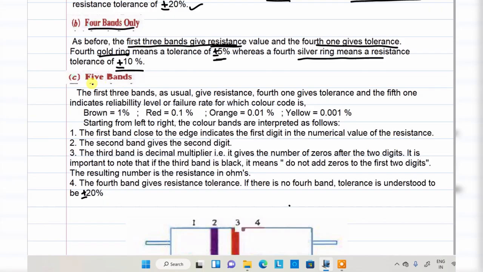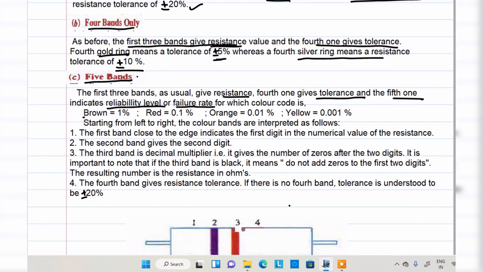Next, in some cases there are 5 bands also. Maybe in your college days you didn't learn the fifth band concept, and maybe they won't explain it there, but you can see the fifth band is also present. What is the fifth band? The first three bands usually give the resistance, the fourth band gives the tolerance, and the fifth band gives a reliability level, that means the failure rate. For example, for a particular resistor you are using, what is the failure rate? It is represented by the fifth color.